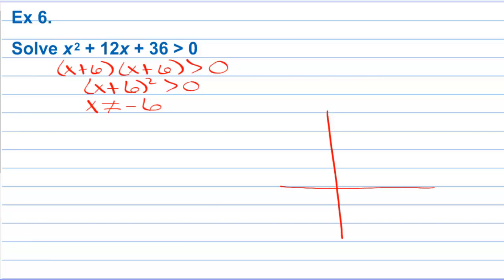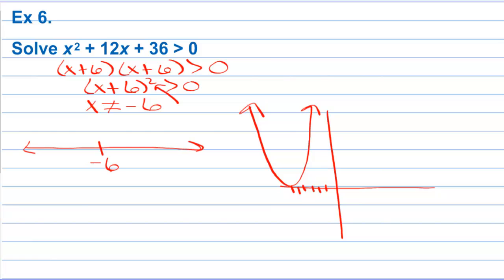Well, if we look at this graph over here at negative 6, 1, 2, 3, 4, 5, 6, it touches and bounces off because this is counting twice, so it's going to bounce at negative 6. Well, look, all the values are above 0. They're above the x-axis. And we could even show this on a number line.